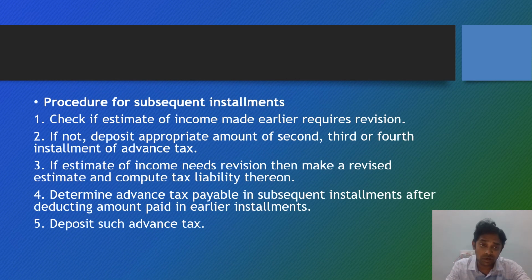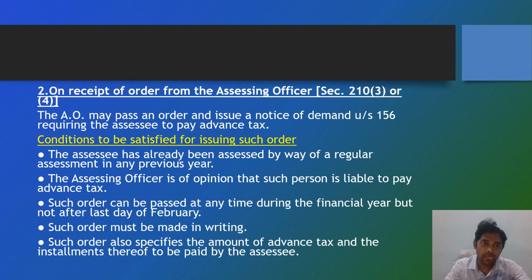Procedure for subsequent installments. Check if the estimate of income made earlier requires revision. If not, deposit the appropriate amount of second, third, and fourth installments of advance tax. If the estimate of income needs revision, then make a revised estimate and compute tax liability thereon. Determine advance tax payable in subsequent installments after deducting the amount paid in earlier installments. Deposit such advance tax.